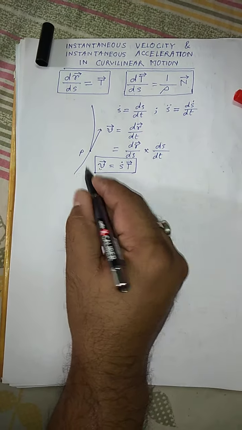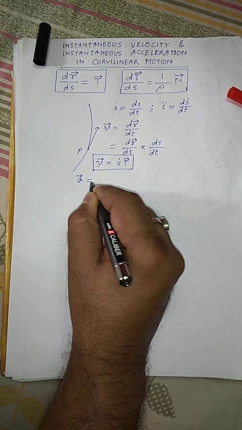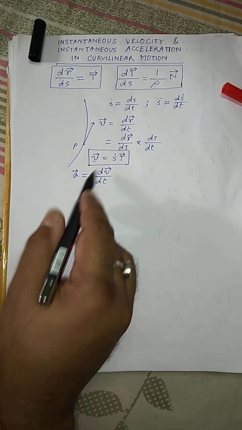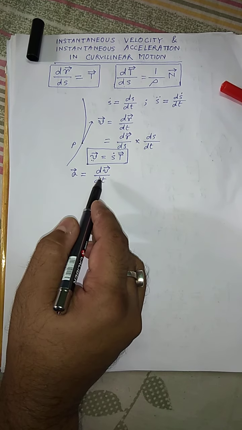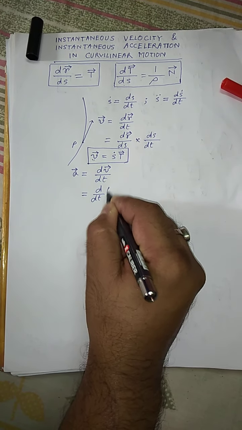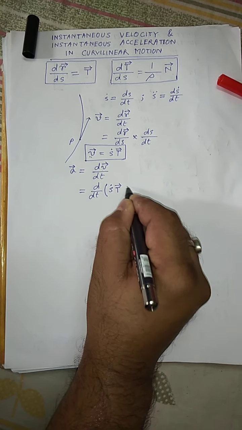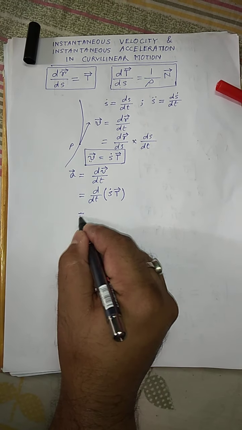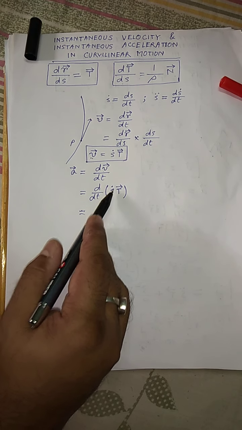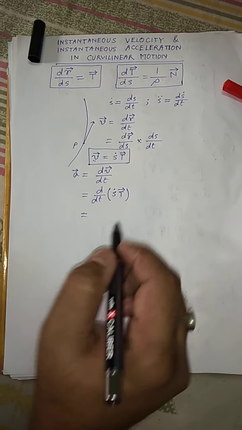The instantaneous acceleration of the particle at point P is given by vector A is equal to d vector v dt. It is the rate of change of the velocity of the particle with respect to time, is equal to d upon dt. In place of vector v, we can write s dot unit tangent. It is a product of two variables. One of the variables is a scalar quantity and the other is a vector quantity.